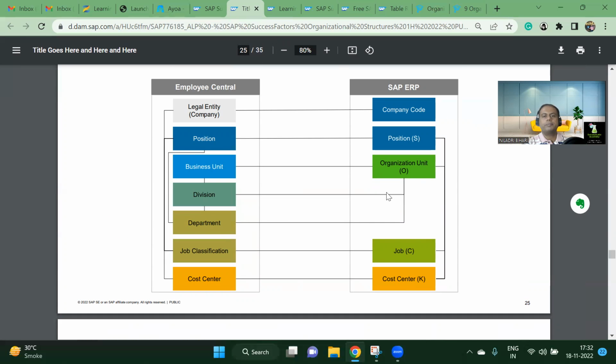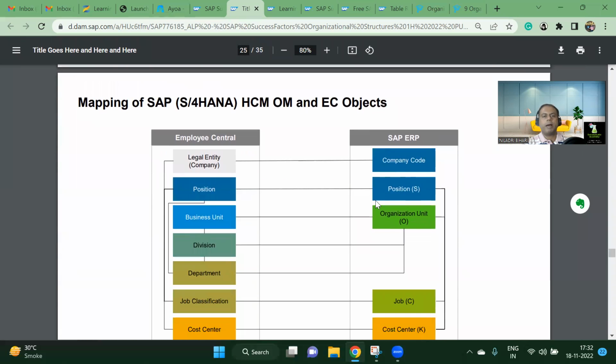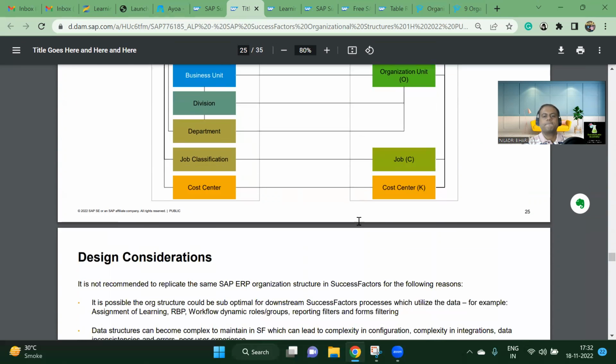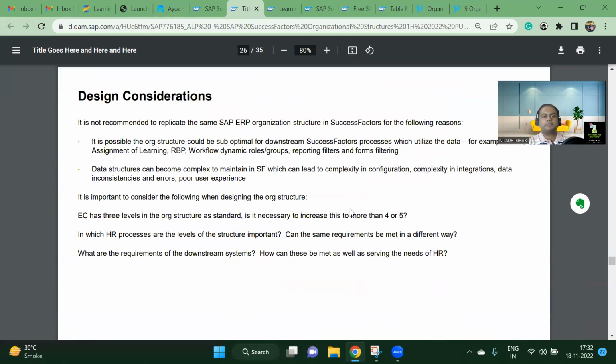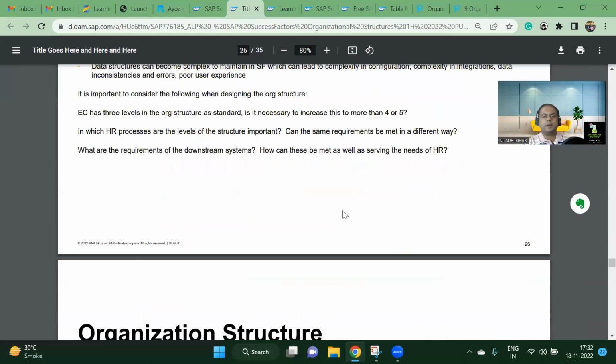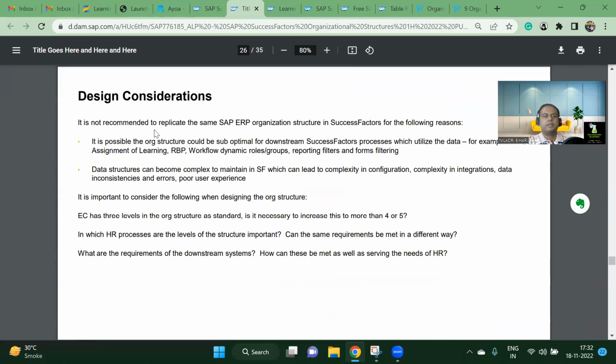You can remember this diagram, right? This is how the mapping of S/4HANA HCM OM and the EC objects happens. Now, coming to the design perspective, it is not recommended to replicate the same ERP org structure. Many implementations fail due to this.